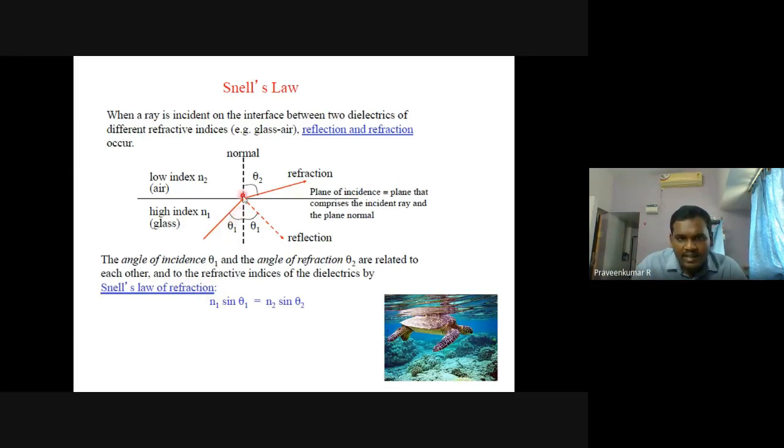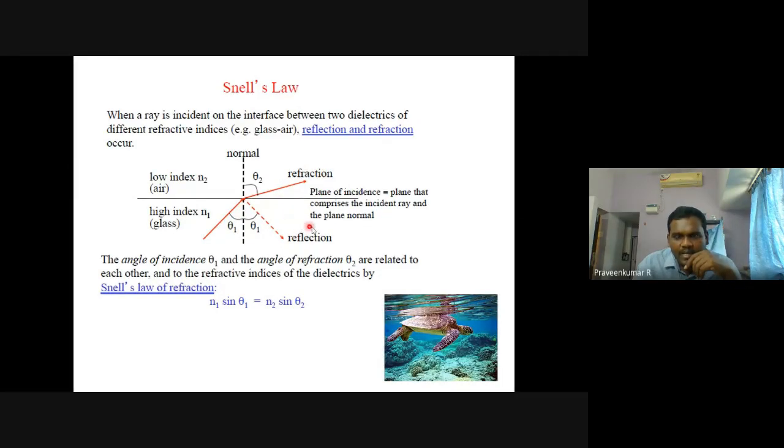So here you can see in this diagram, the low index profile is N2 and the high index profile is N1. I told you that N1 should always be greater than N2. In this particular example, the index of air is 1 and the index of glass is 1.33. Obviously, glass is higher than the air medium, so I am making the glass medium N1 and the air medium N2. Okay, clear. You can see theta 1 is the incident angle, and theta 2 may be the refracted angle.